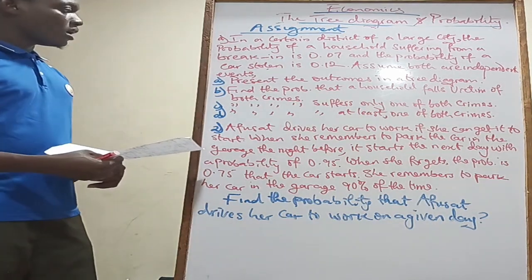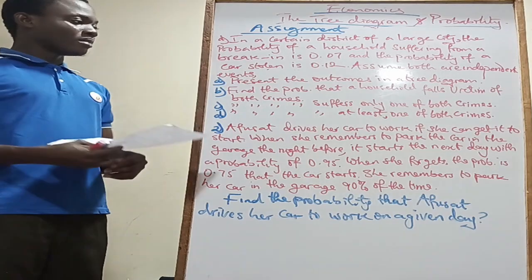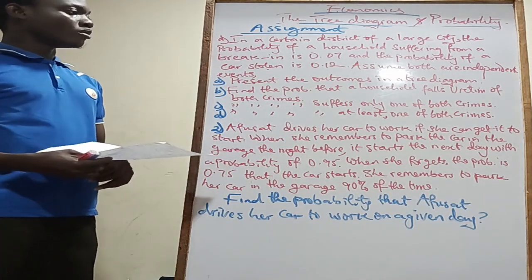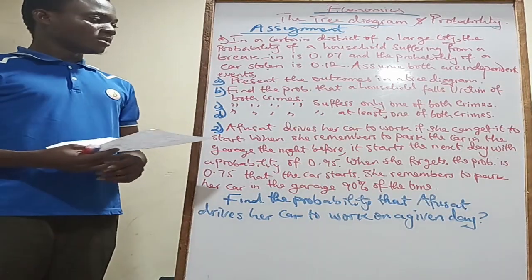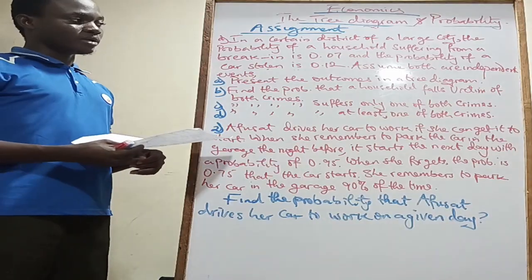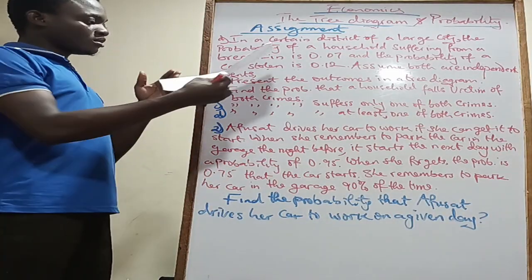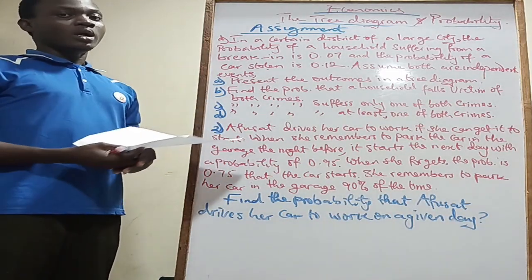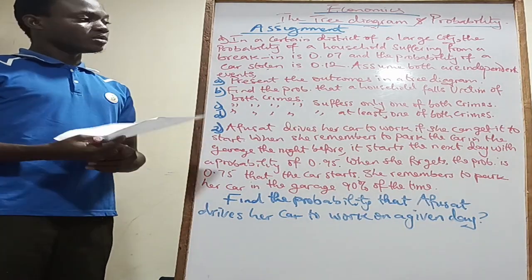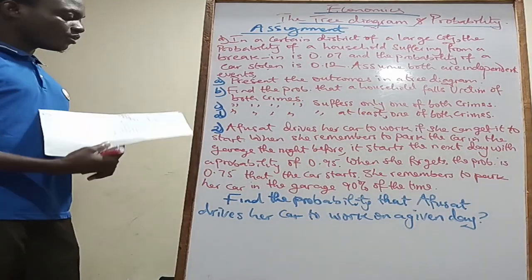Then C, find the probability that a household suffers only one of both crimes. And then D, find the probability that a household suffers at least one of both crimes. So you have to solve these problems with the aid of a tree, the game tree. All right. Then number two, just common sense, and you can think it through.